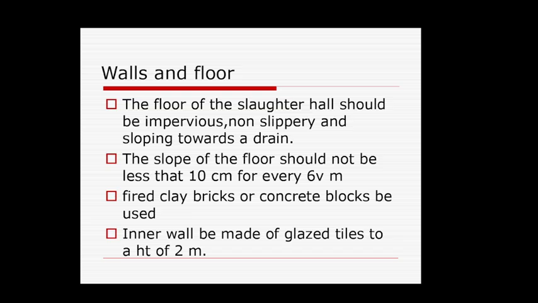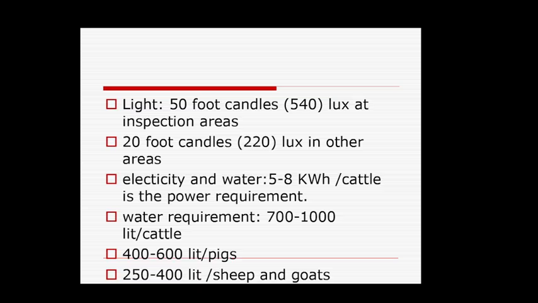The slope of the floor should be not less than 10 centimeter for every 6 meter, and the inner wall should be of glazed tiles to a height of 2 meter. Light should be 540 lux at inspection areas, 20-foot candle, and 220 lux in other areas. This is important: electricity is 5 to 8 kilowatt hour per cattle, and water requirement is 700 to 1000 liter per cattle, 400 to 600 liter per pig, and 250 to 400 liter per sheep and goat.